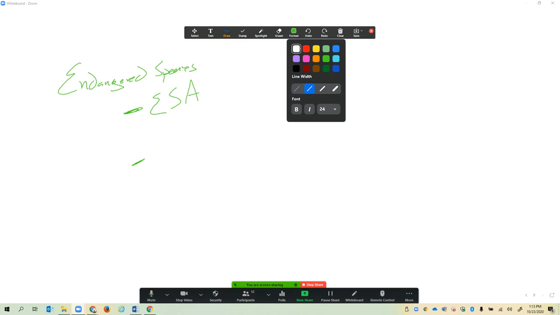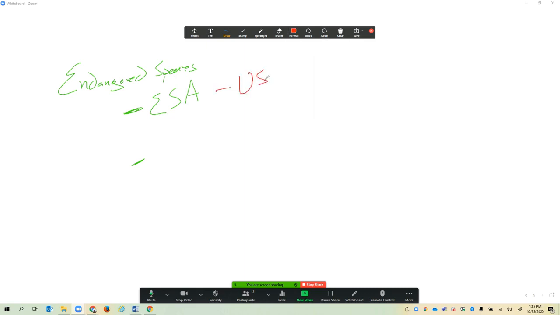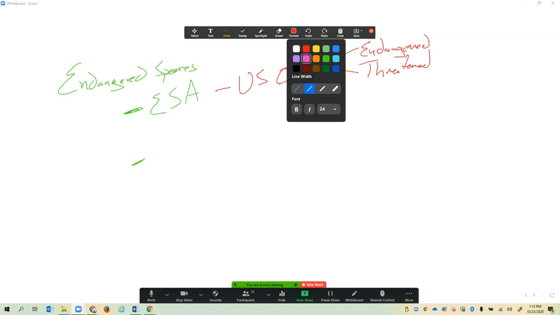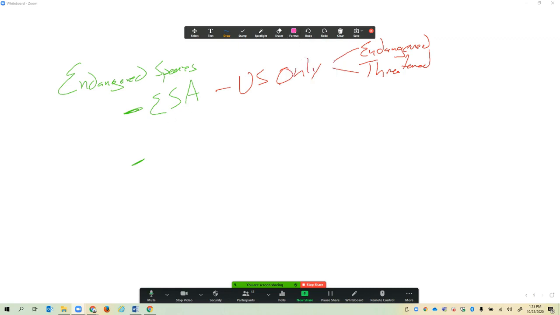Now, the thing about the Endangered Species Act, and we need to make sure we know, it's the U.S. only. It only is enforced by the United States, and it has two criteria. You're either endangered or you are threatened. Now, this is controversial because certain organisms' populations are increasing, but they're still listed on the Endangered Species Act. And it's also very costly to some property owners in the area. Does anyone know what the international legislation addressing endangered species is?